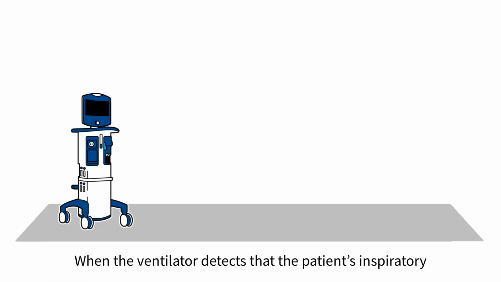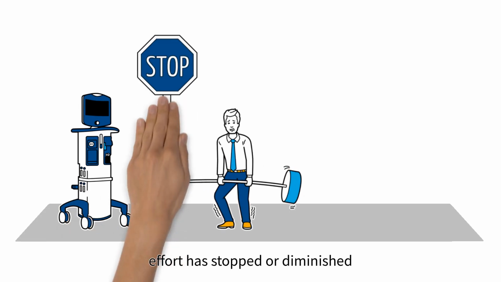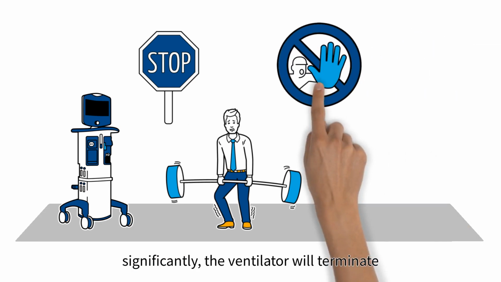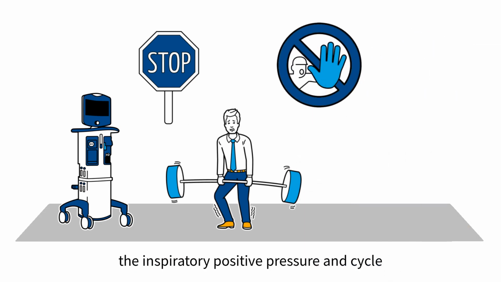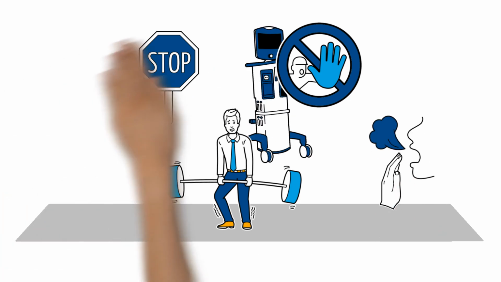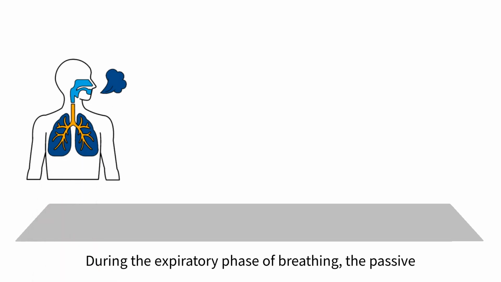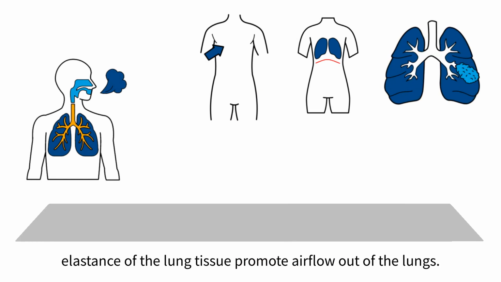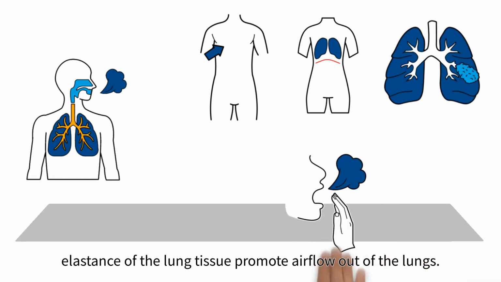When the ventilator detects the patient's inspiratory effort has stopped or diminished significantly, the ventilator will terminate the inspiratory positive pressure and cycle into the expiratory phase of the breath. During the expiratory phase of breathing, the passive recoil of the chest and diaphragm and the intrinsic elastance of the lung tissue promote airflow out of the lungs.